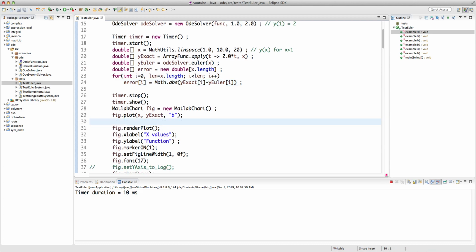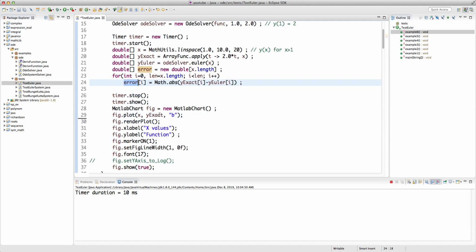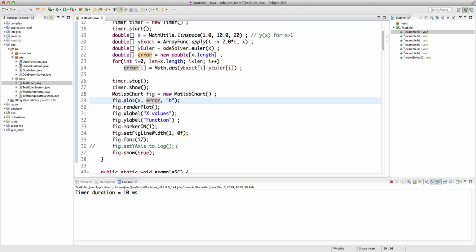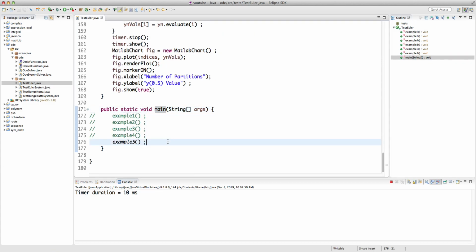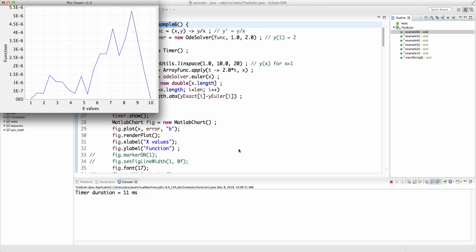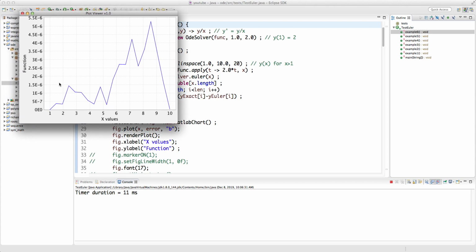And now I'm going to just plot the error. So let's turn the marker off and let's run example 6. Let's see what happens. So the error remains very small, 5e-6, right?